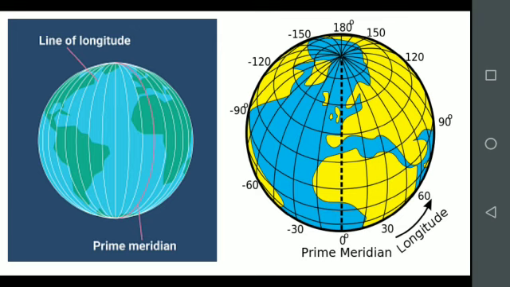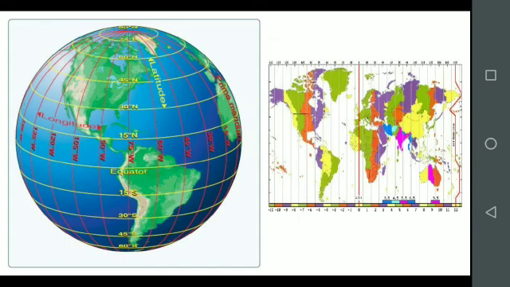Longitudes are vertical lines running from the North Pole to the South Pole. Longitudes are semicircles of the same length. Two opposite longitudes form a complete circle. The 0 degree longitude is called the prime meridian and its opposite, 180 degree longitude, is called the international date line. These two semicircles together divide the earth into eastern and western hemispheres.